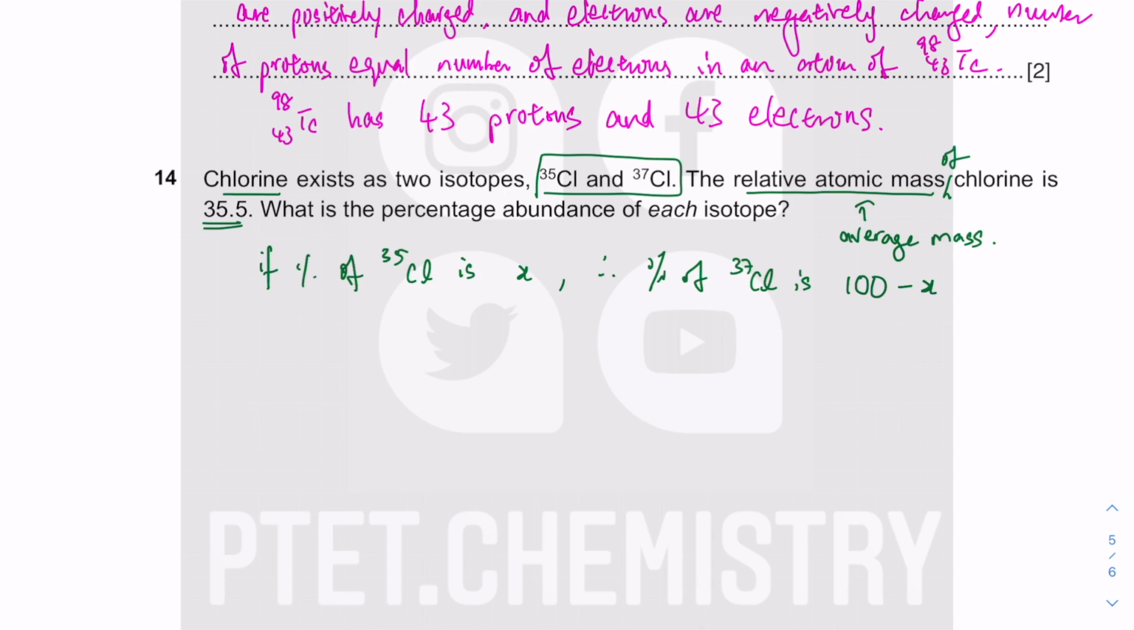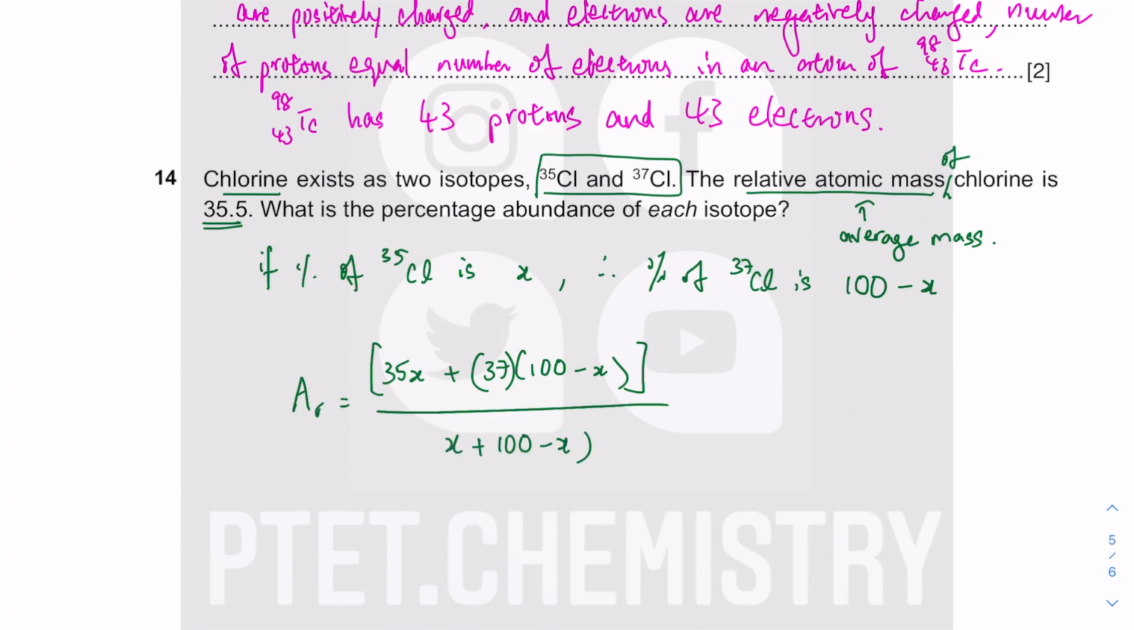Okay, and we know that the mass of this is 35 and is present in X%. The mass of this is 37, this is the mass number, and is present 100 minus X. And we know the average is 35.5. So this is a bit of algebra. 35 times X is 35X. 37 times 100 minus X is 37 times (100 minus X). Use big brackets to avoid making mistakes. Then you have X plus 100 minus X at the bottom. Essentially, this is the sum of the percentages, which is equal to 100% anyway. And that is equal to 35.5.